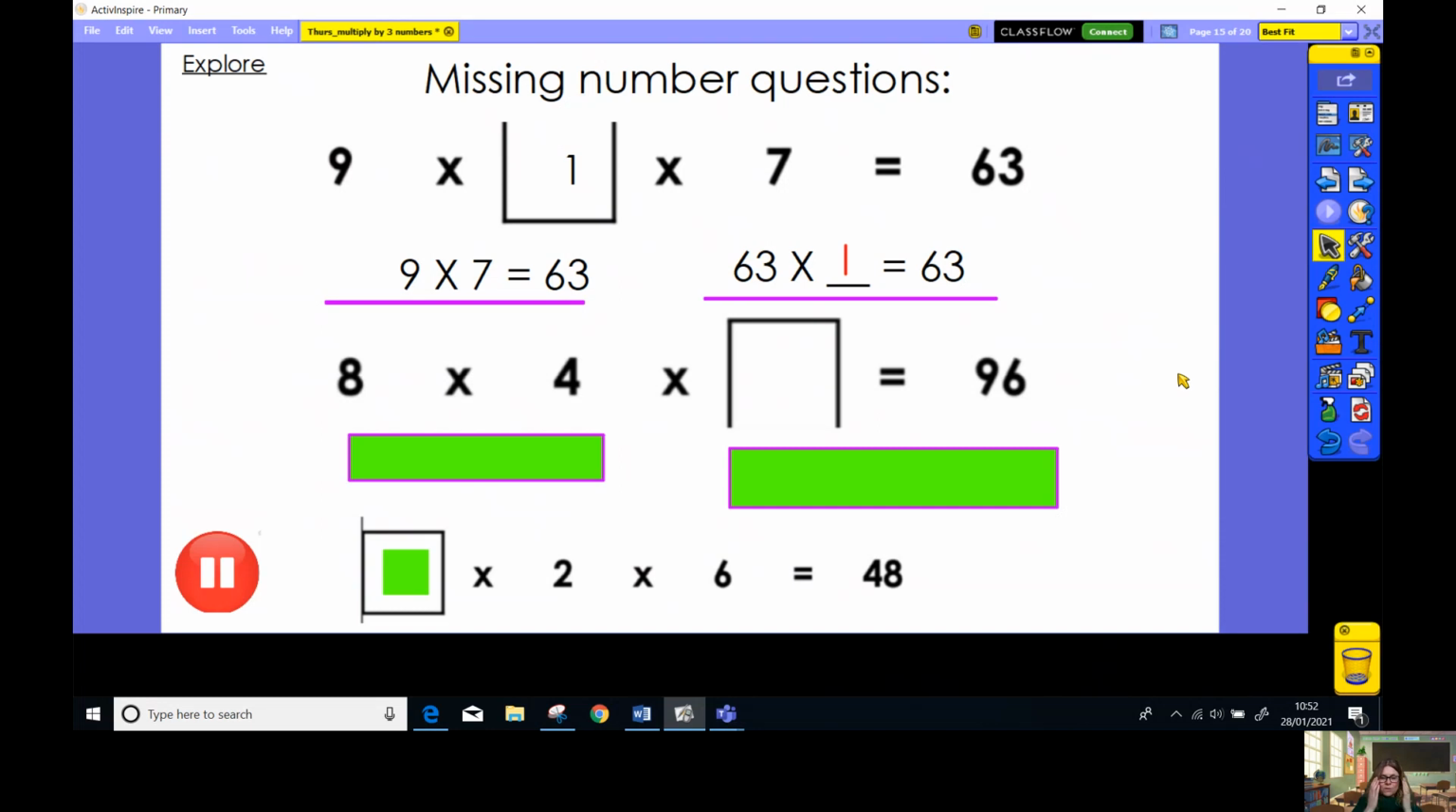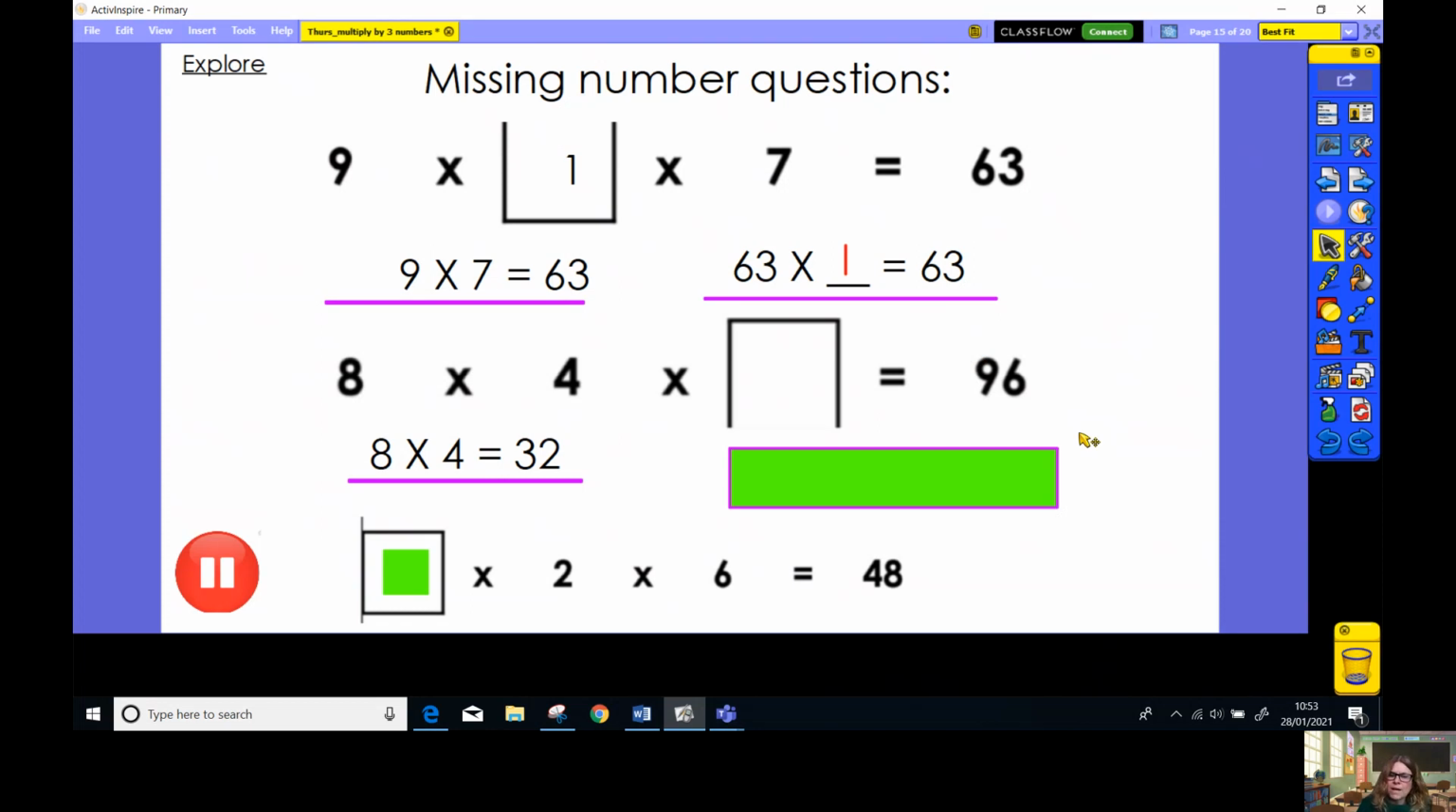Okay, let's have a go at another one now. I have this calculation: 8 multiplied by 4 multiplied by a missing number equals 96. My product is 96. I'm going to start with these two numbers. I'm going to multiply these together to see what the product is. I know my 4 and my 8 times table. 4 multiplied by 8, or 8 multiplied by 4, is 32. Now this product, I need to multiply it by something to make 96.